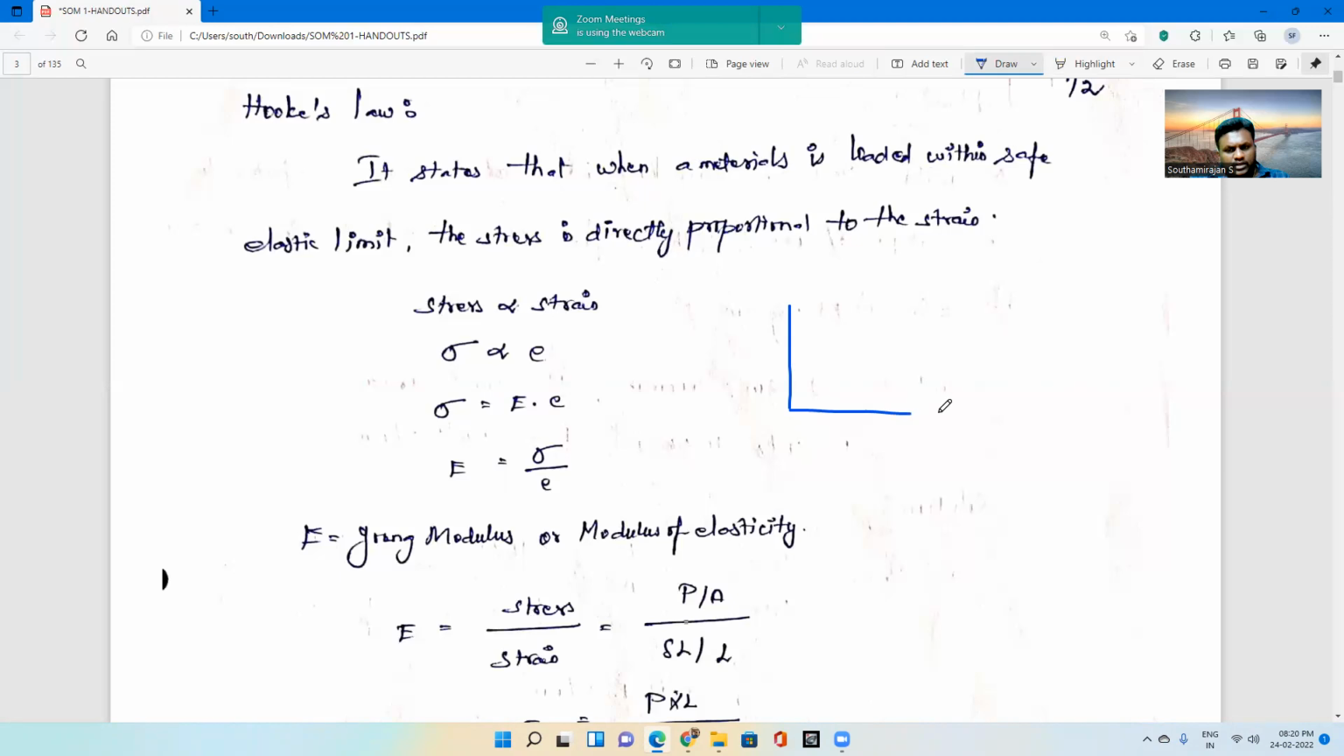So this will be the stress-strain curve, with sigma here and strain here. Within the elastic limit, we can expect the variation to be linear. Beyond the elastic limit, the variation behaves entirely differently. So up to the elastic limit, we can predict that the variation will be a linear variation.